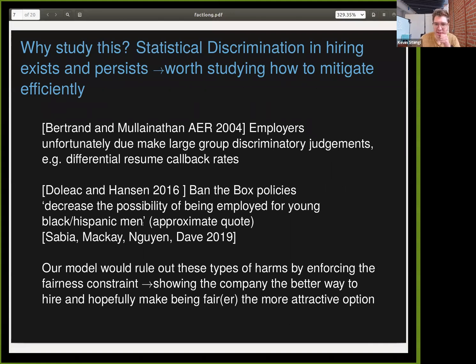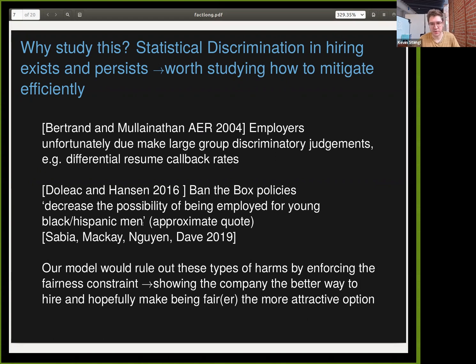Why study this? Some of our motivation is thinking about statistical discrimination. Statistical discrimination is an economic concept for arguing why people discriminate. And the idea is that you can't make perfect decisions about people, and sometimes, quote unquote, stereotyping can lead to an efficient decision.